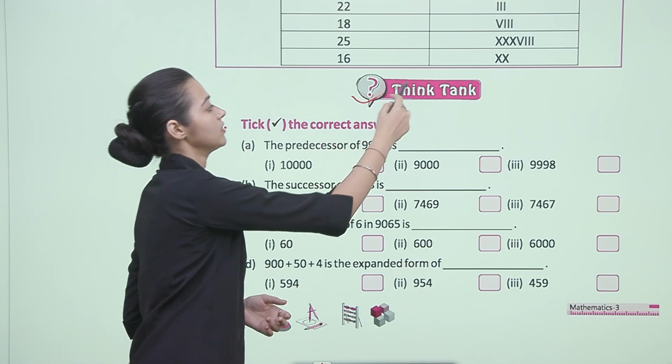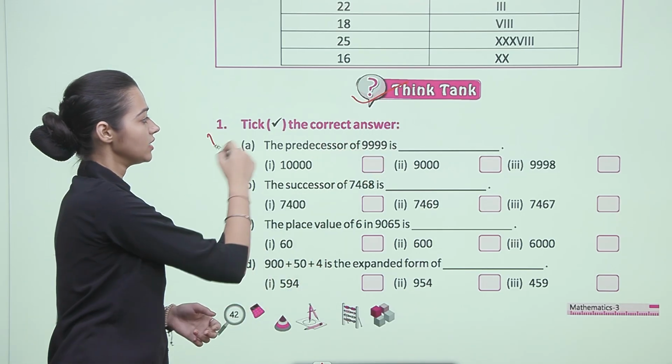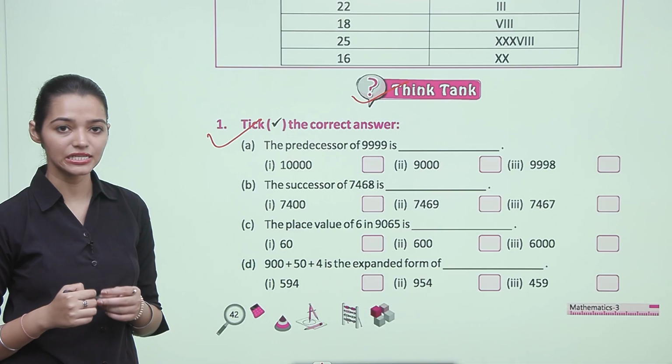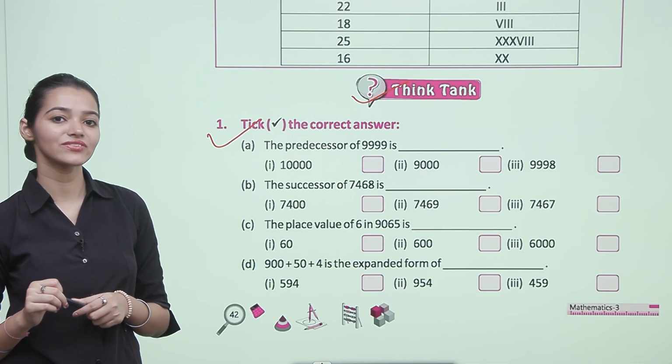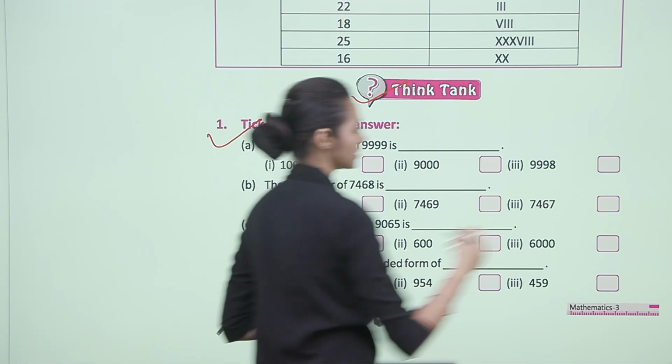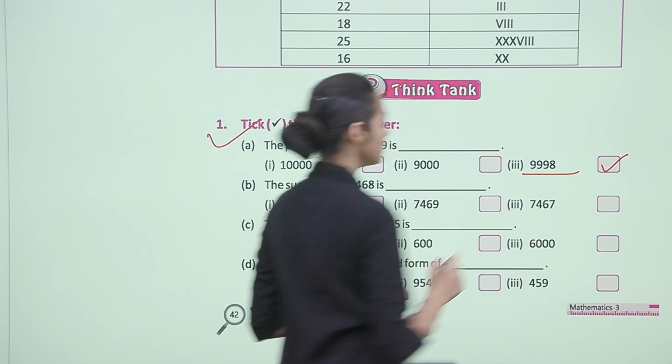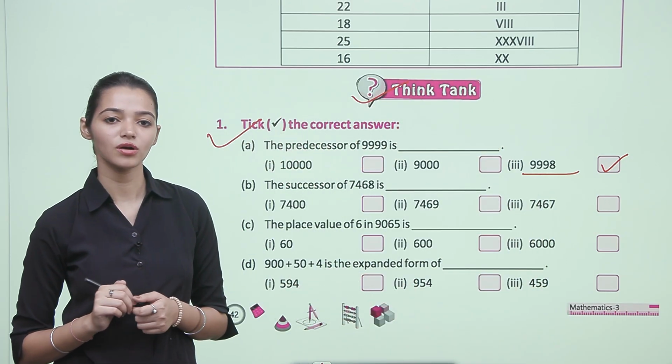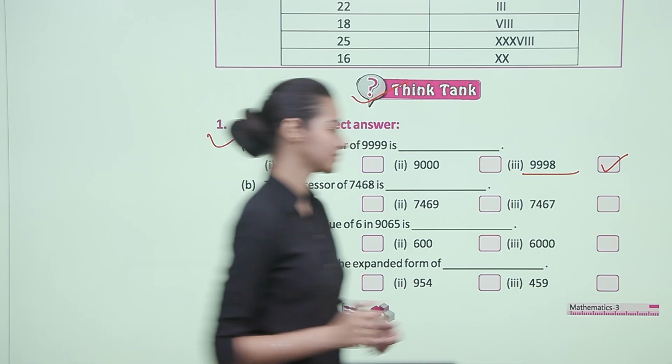Next is our think tank. In the first part we have to tick the correct answer. The predecessor of 9999 is, very good, C option is the correct answer. That's how we have to complete all the MCQs.